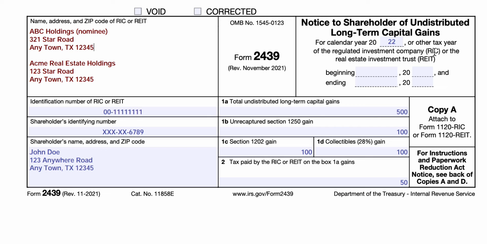So that's all we have for this tax form. If you want to read about it and look at the instructions in more depth, we've written an in-depth article which you can find on our website. Simply go to teachmepersonalfinance.com, type in IRS Form 2439, and you'll see our article appear.